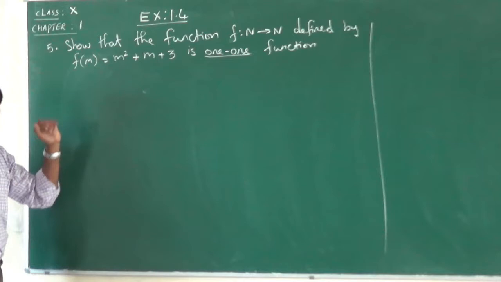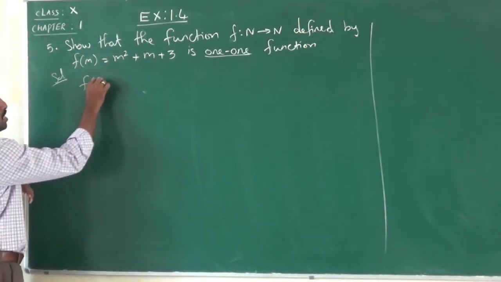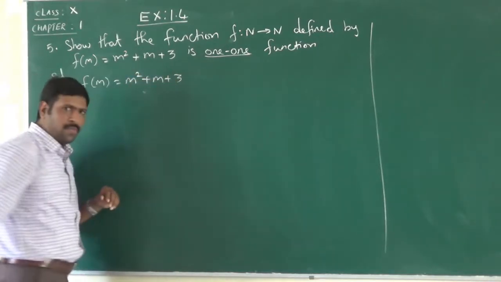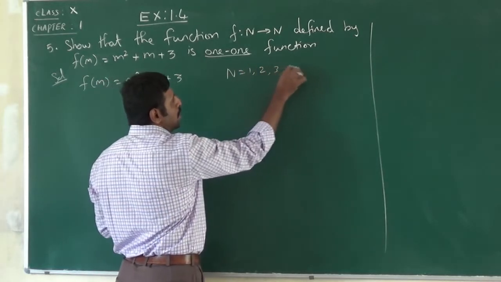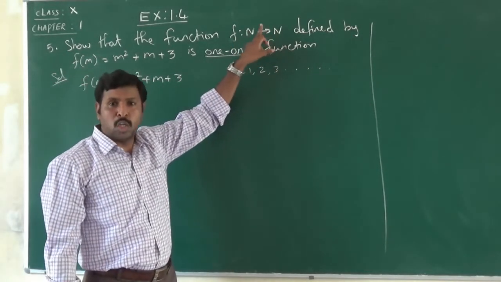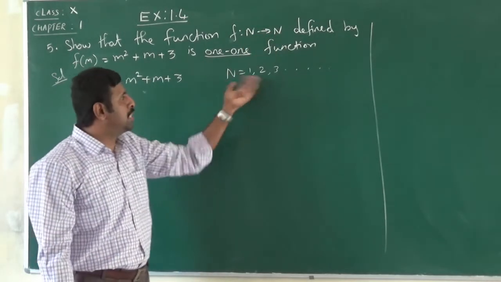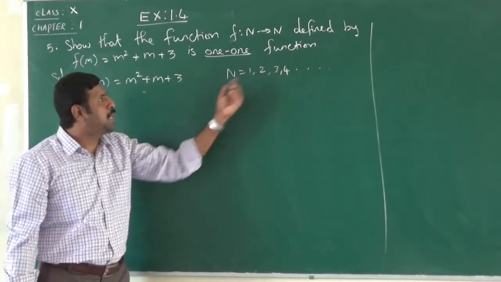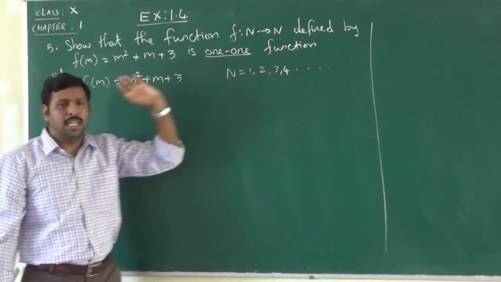Let me take the function as f of m. Solution. The function is given as f of m is equal to m square plus m plus 3. We know that natural numbers start from 1, right? 1, 2, 3, it goes on, right? Here the function N to N means the domain is also natural numbers and the codomain also natural numbers. Let me take this. For example, to show the function, in the place of m I am going to apply the values of the natural numbers, right? 1, 2, 3 like this.